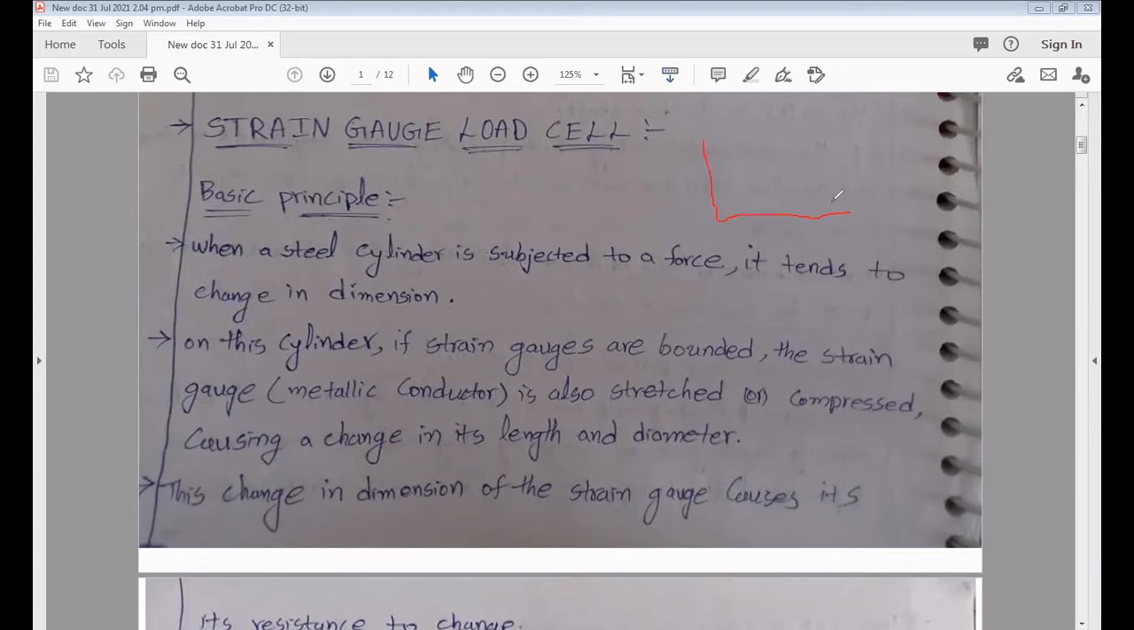The relation between the stress and the strain is a linear relationship. It means whenever the stress increases, strain also increases. So this is the linear relationship. What does that mean in a sense? Let me give one example.